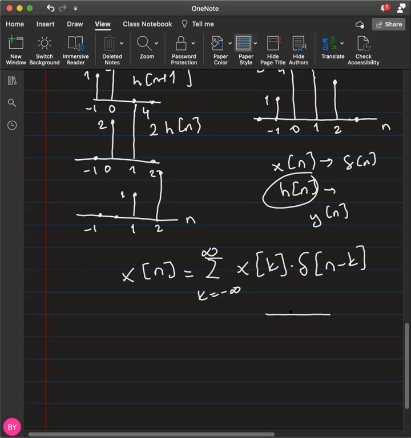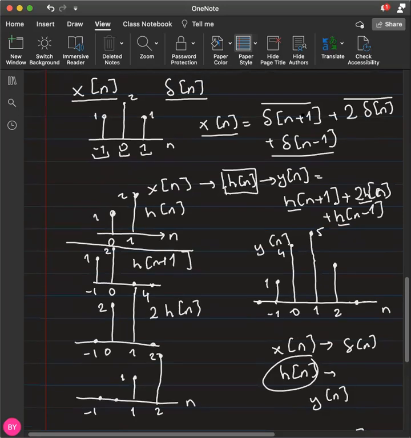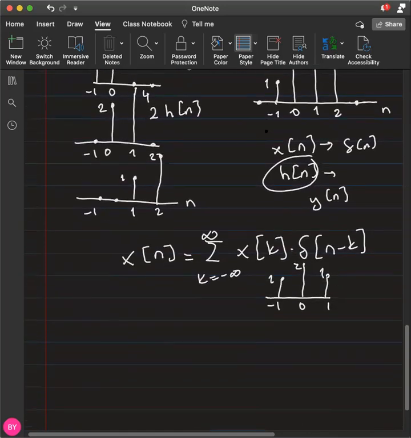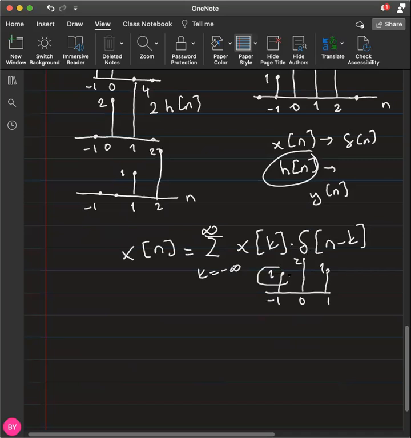If you remember, we had this signal, right? This is like 1, 2, 1 at 0, minus 1, and 1. So what did I do here when I was writing this part? I looked at the value of x of n, which is 1. Okay, 1 times, where is k? At minus 1. So instead of k, I will write minus 1, and this will be Dirac n plus 1.